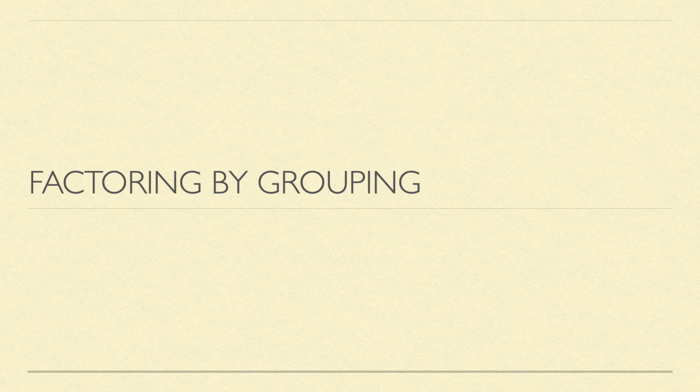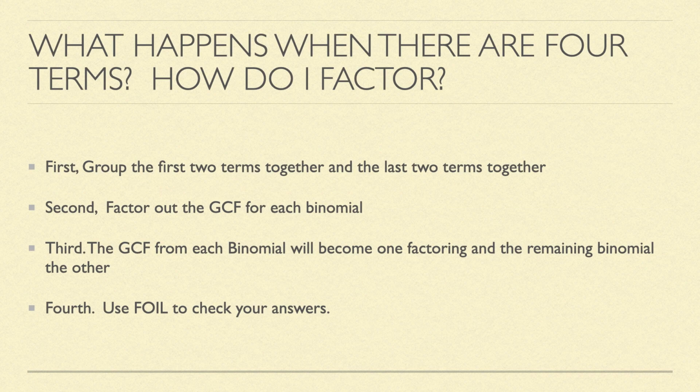Right, so we are going to finish up this unit on factoring by grouping. So what happens when there are 4 terms? How do I factor? Well, first I'm going to group the first 2 terms together and the last 2 terms together. Second, I'm going to factor out the GCF for each binomial.